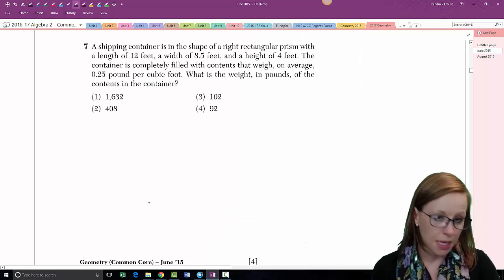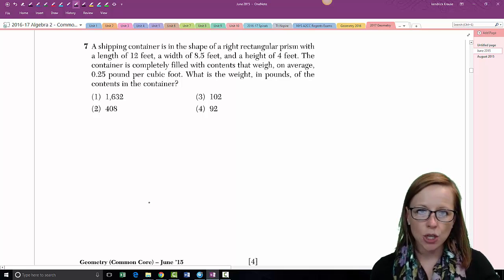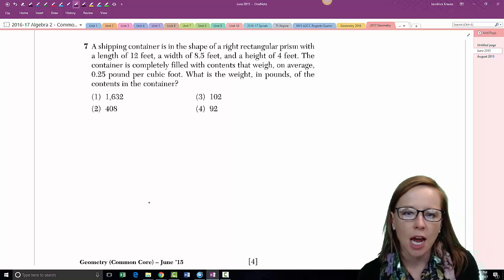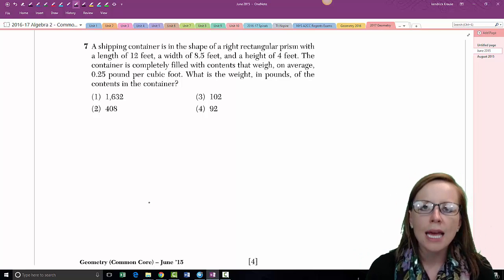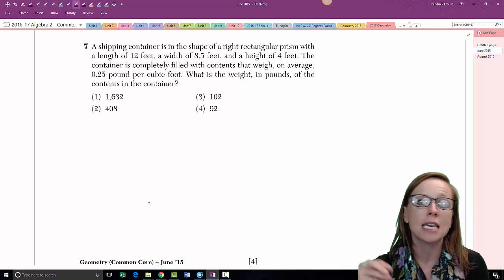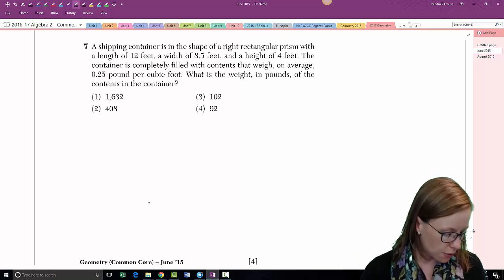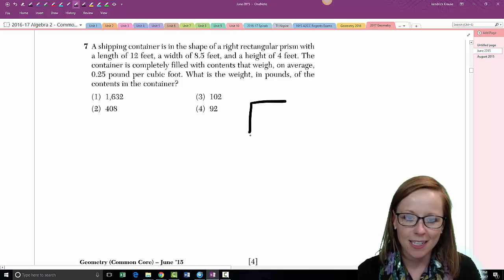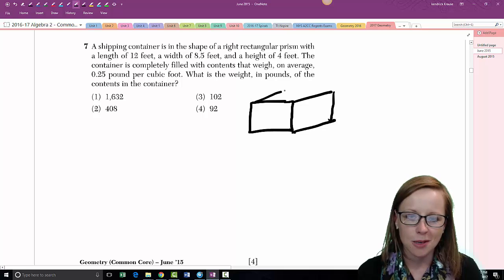All right, so we've got this shipping container in the shape of a right rectangular prism with a length of 12 feet and a width of 8.5 feet and a height of 4 feet. Draw a picture. It will help your brain process all of the information that is being given to you. So to the best of your drawing abilities, and this is going to be fancy on here for me. Okay, so don't make it look square, by the way. If it says rectangular, make it look rectangular. So a right rectangular prism. How'd I do? Is that all right?